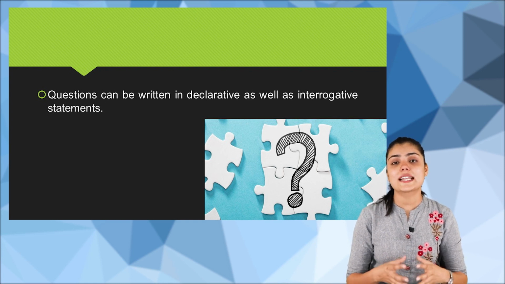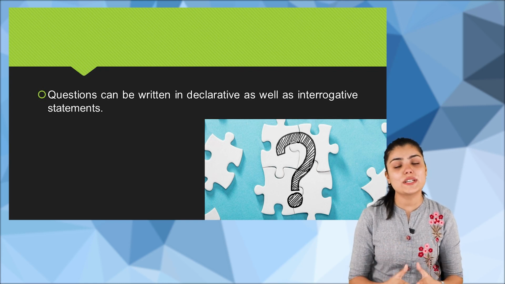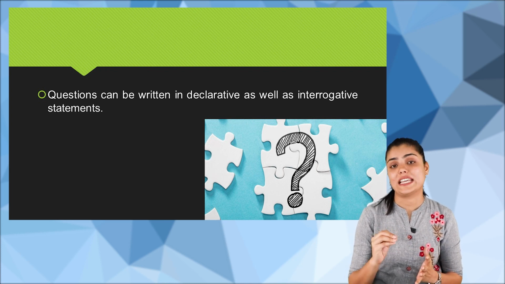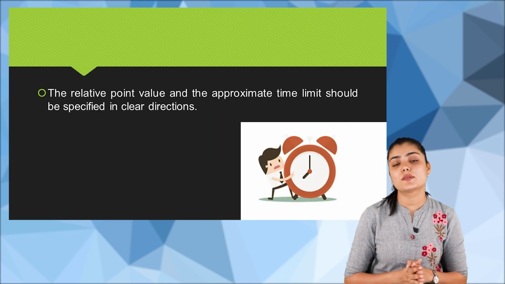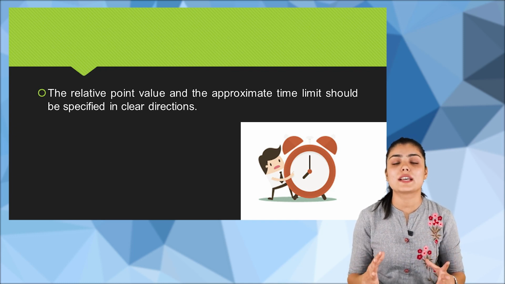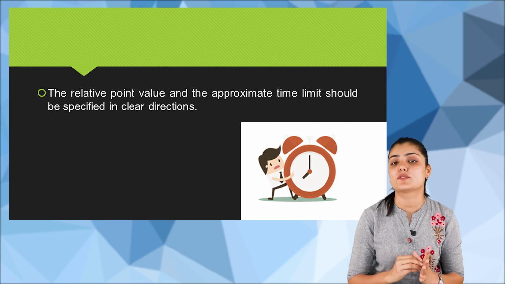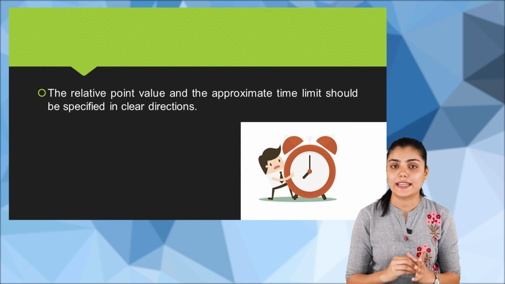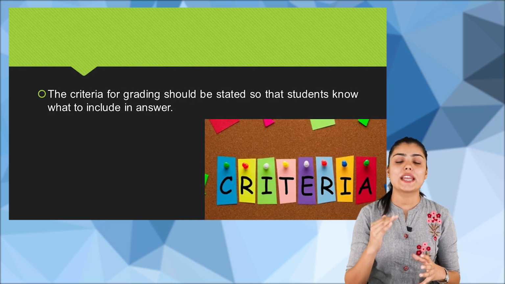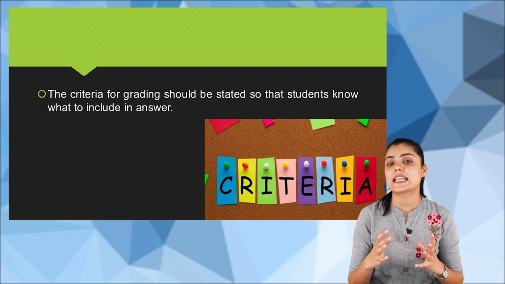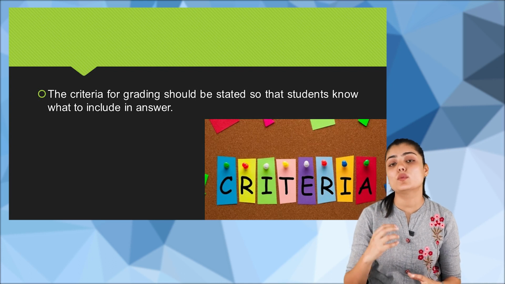Another principle is that the questions of essay type can be written either in declarative or interrogative statements. Another important principle, as I said, the marks that are distributed throughout the essay type question must be clearly explained, as well as the approximate time limit that is given to the students also must be clearly defined. The criteria for grading the answer must also be included so that the students get an idea about what to write and how to write.